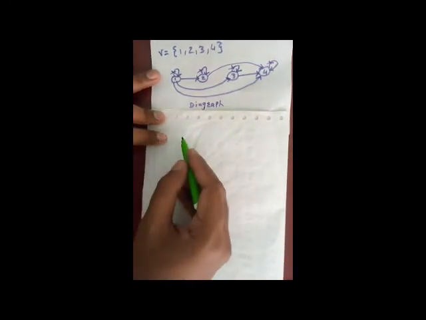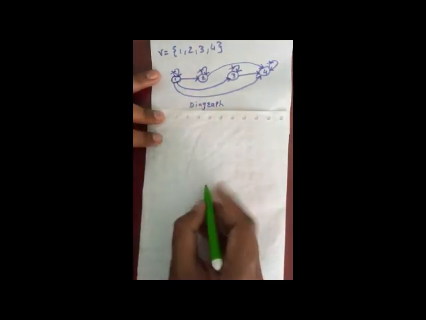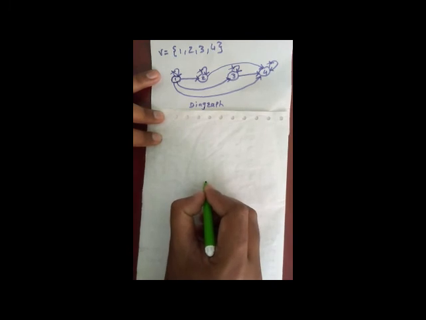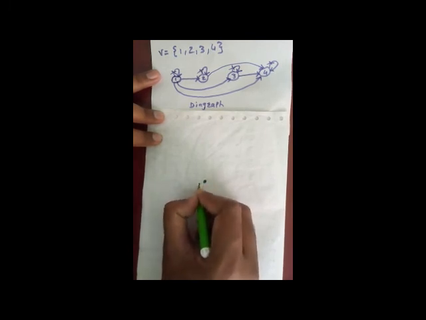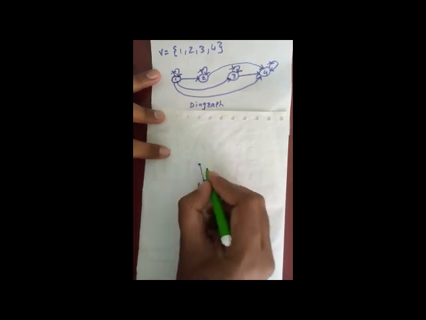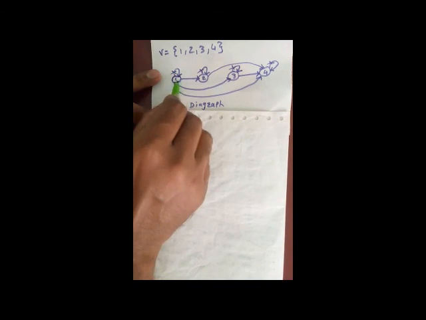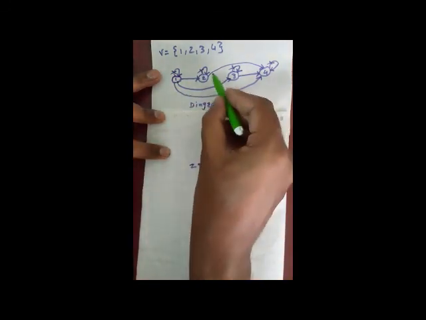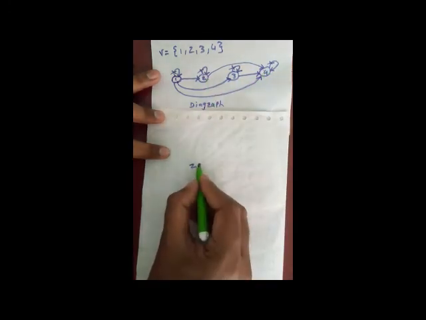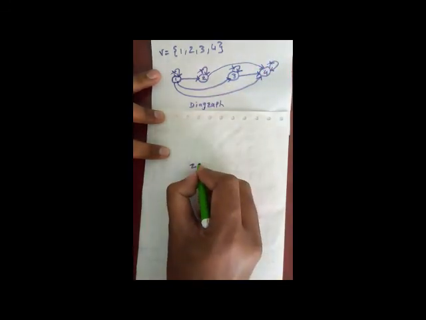Now consider first 1. So 1 is related to 2, which means 1 is at the lower level and 2 is at the upper level. Then next consider 2 comma 4. So 2 is already here, so 2 is at the lower level and 4 should be at the upper level, so I will take it as 2 4.